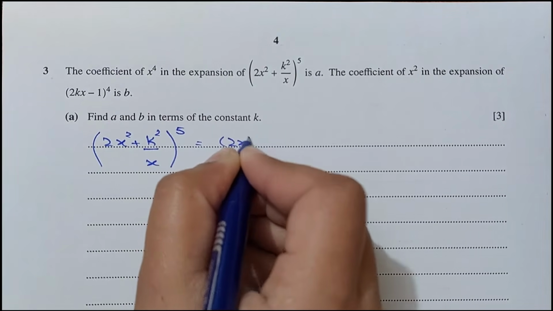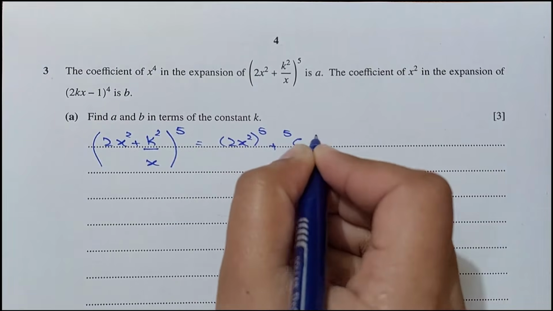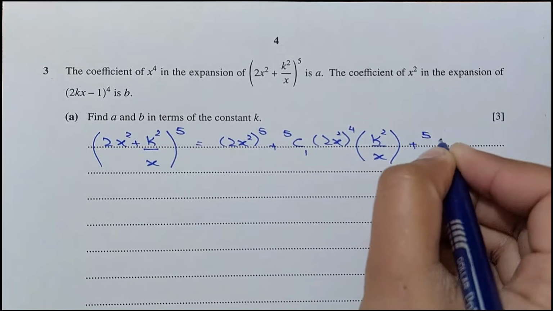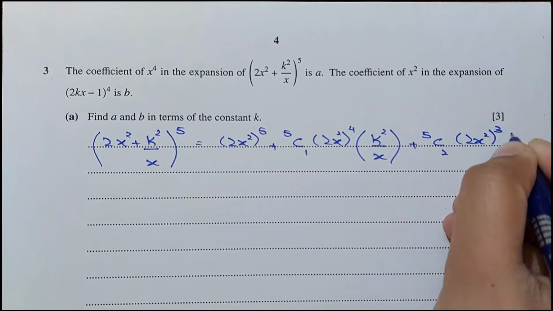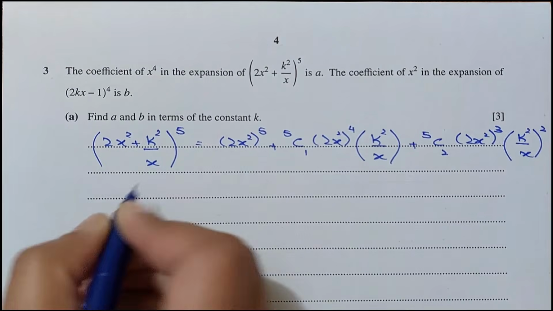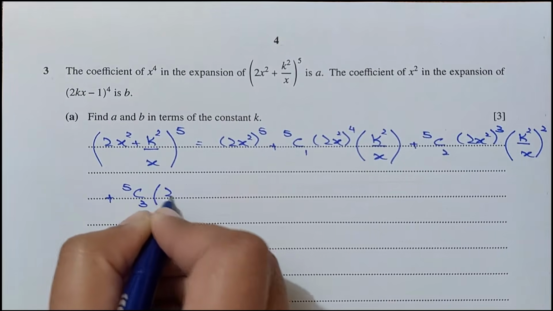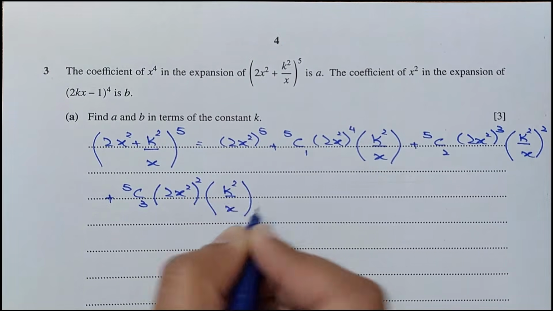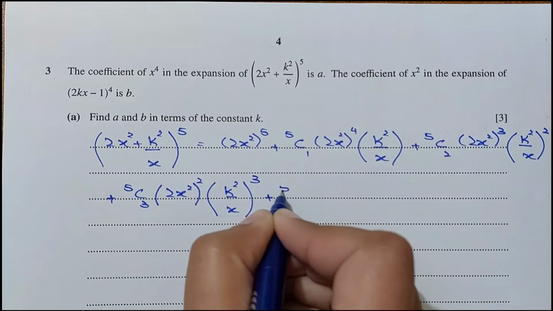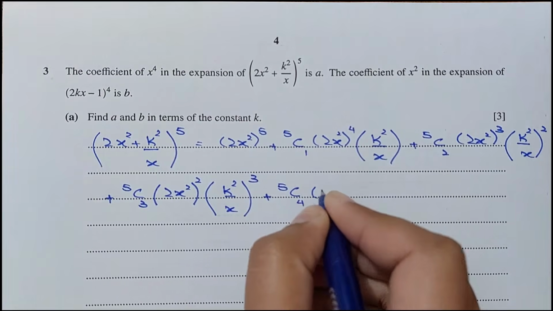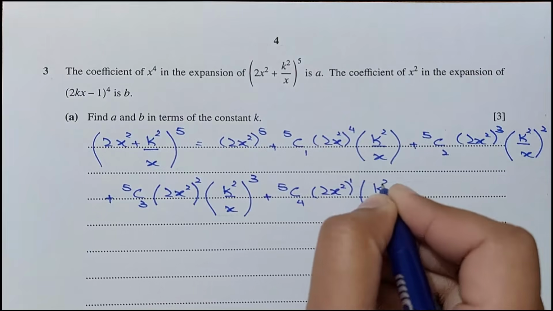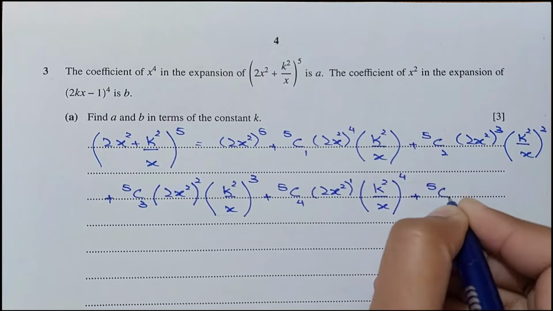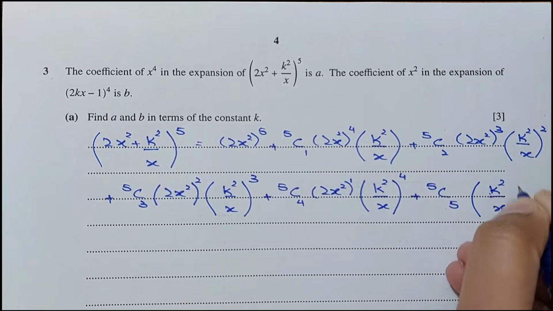Right, so we have 2x square whole power 5, plus 5c1, 2x square power 4 and k square over x, plus 5c2, 2x square cube and k square over x whole square, plus 5c3, 2x square, its power is 5, 4, 3, it's 2 now, and k square over x power is increasing by 1, 0, 1, 2, it's 3, plus 5c4, we have 2x square power 1 and k square over x, its power is 4, and the last term is 5c5 and k square over x, its power is 5.